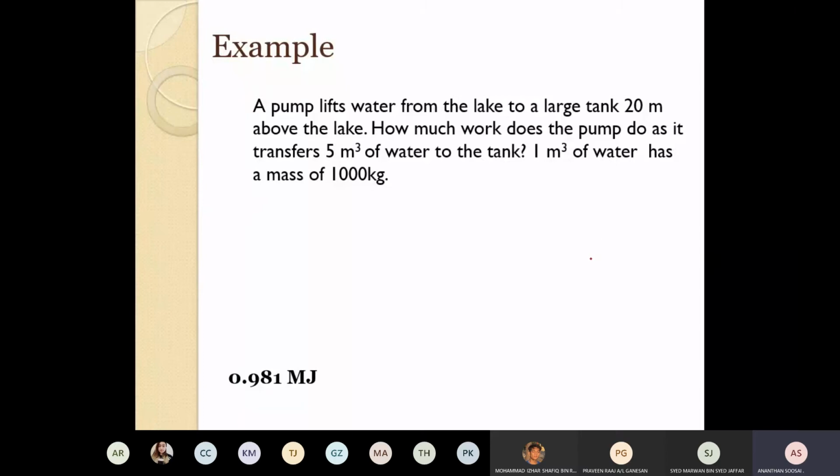Okay, so again, one easy example. A pump lifts water from a lake to a large tank 20 meters above the lake. How much work does the pump do as it transfers 5 meter cube of water to the tank? 1 meter cube of water has a mass of 1000 kg.